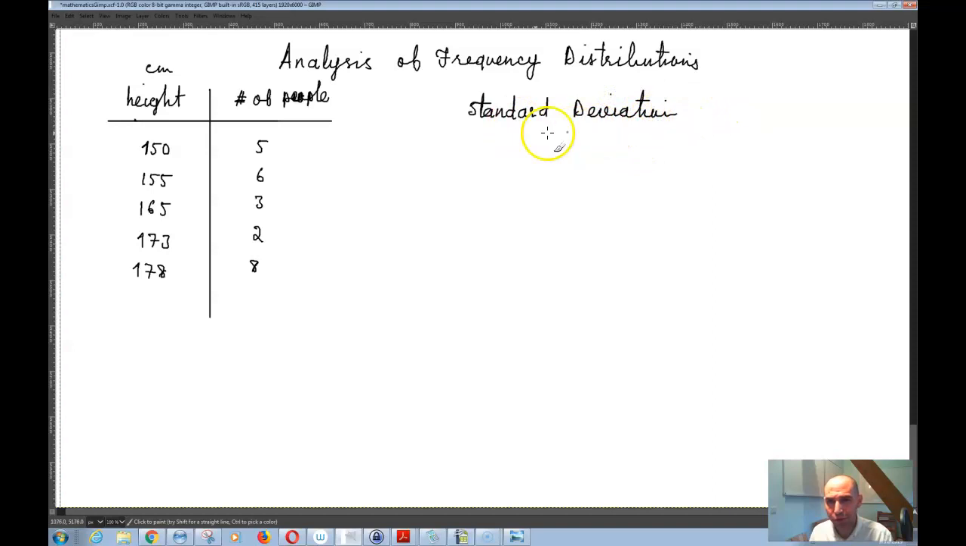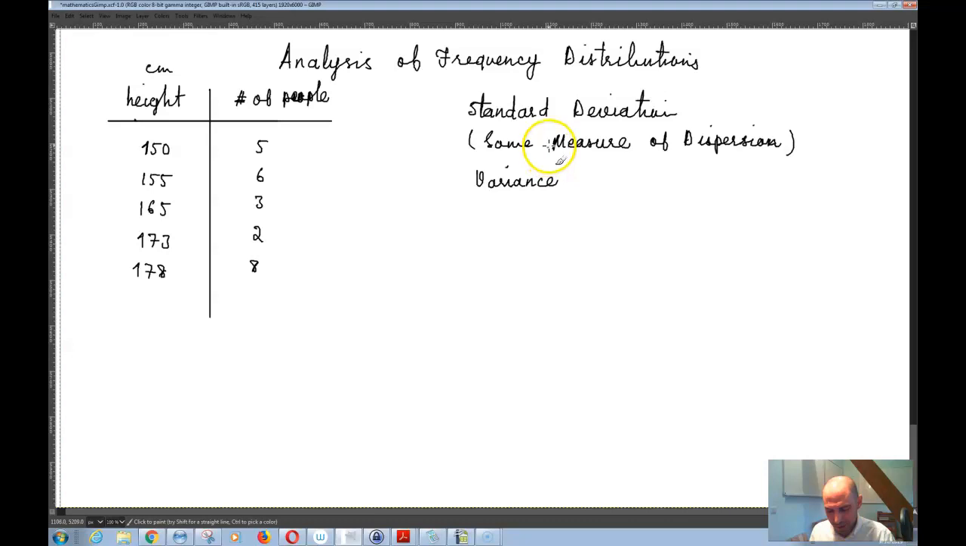Which was basically some measure of dispersion of your data. And we also had the variance. We had the variance, and also I think that was it.